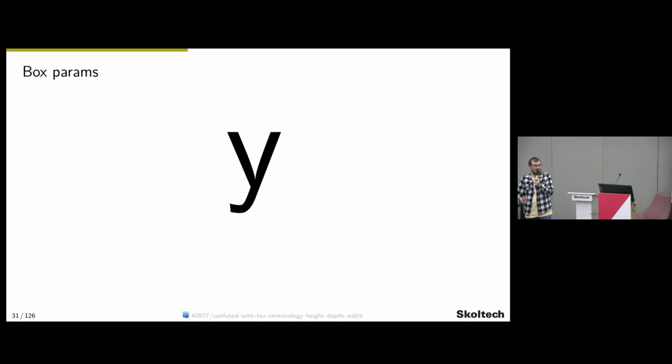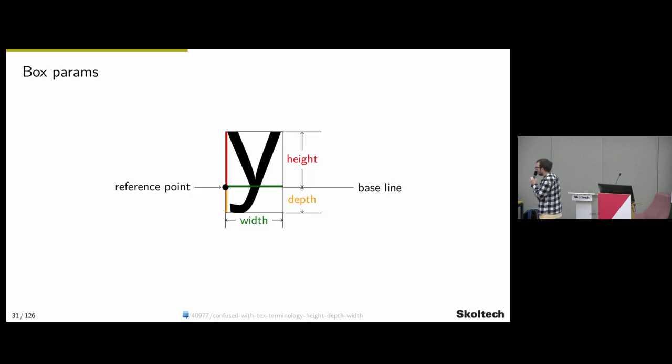A box has three parameters. You would expect two parameters because it's height and width, but it has three. It has height, it has depth, and it has width.